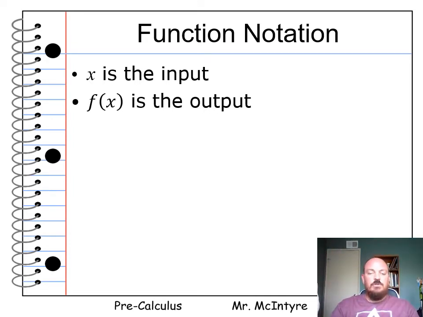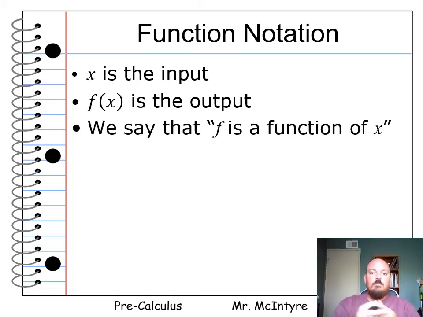You can name it whatever you want, but the idea is you name your function with a letter, usually like f, g, or h, and then you put the input variable, your x, in parentheses after it. We would say in words, f is a function of x, or we usually just shorten it to f of x.